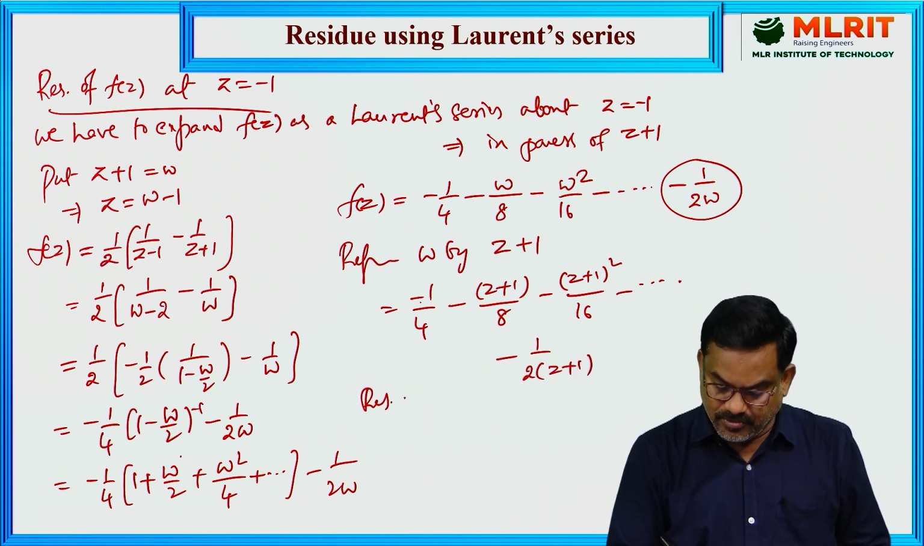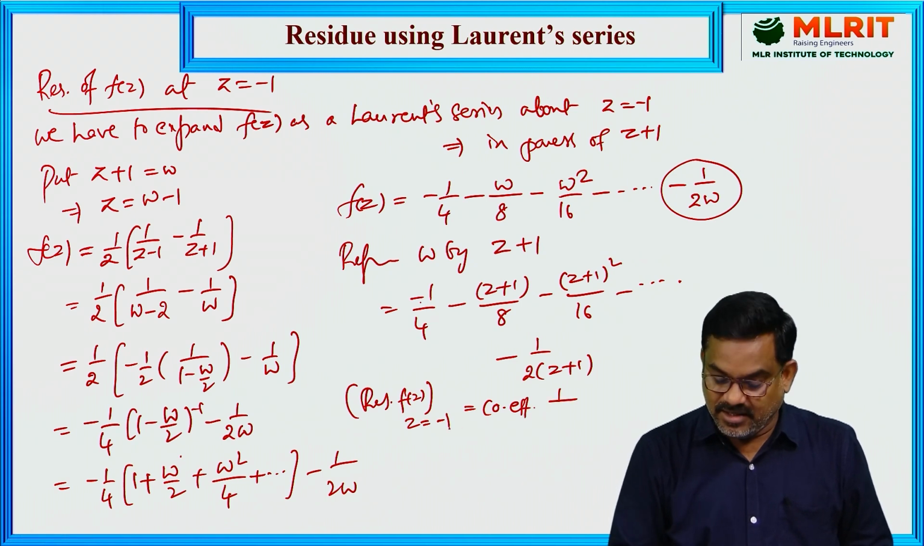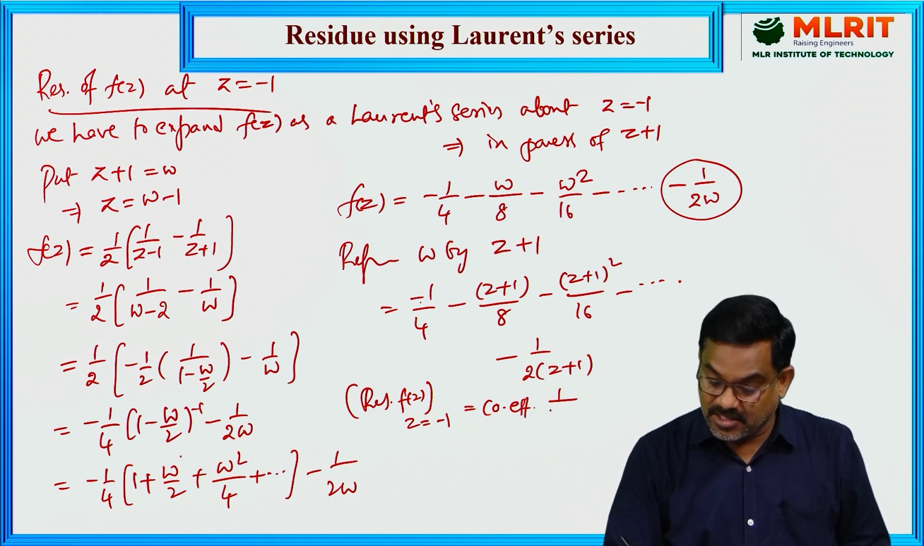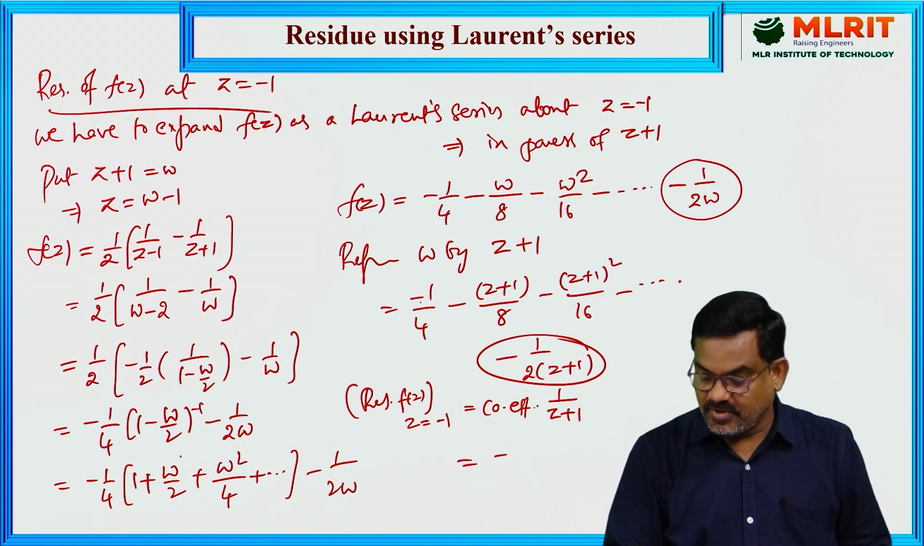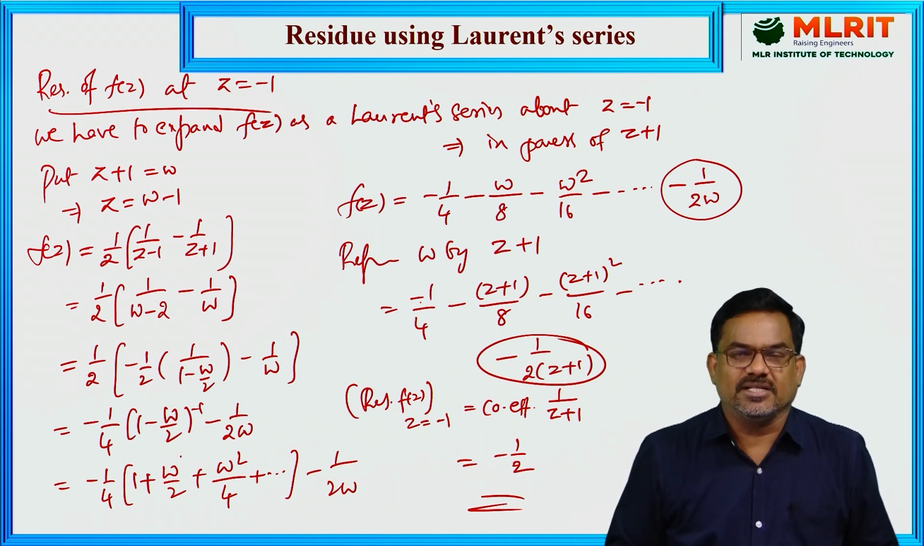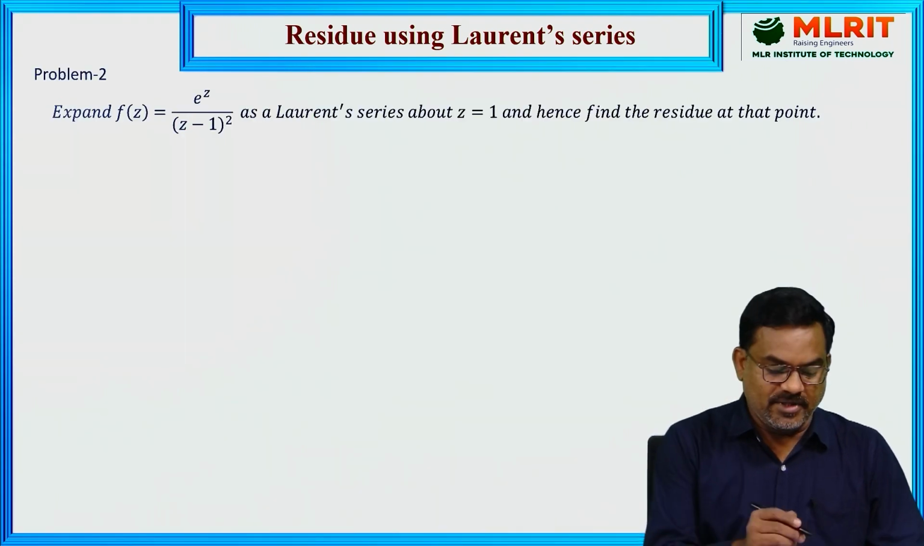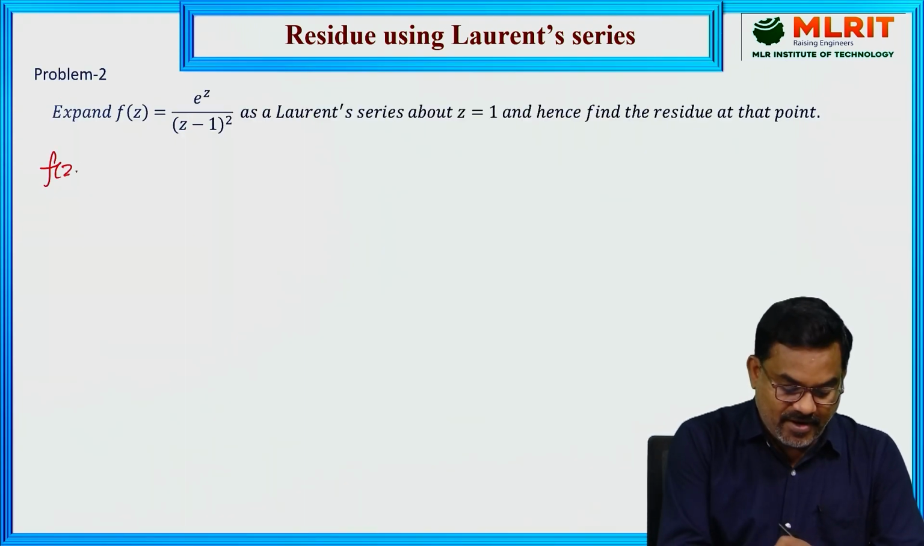So residue of f at z equal to minus 1 is the quotient of 1 by z minus a. Here a is minus 1, z minus a is z plus 1. So the answer is, this is the 1 by z plus 1 term and the quotient is minus 1 by 2. So like this, by expanding the given function as a Laurent series, we can find the residue at a given pole.